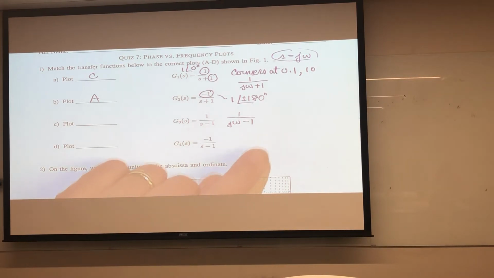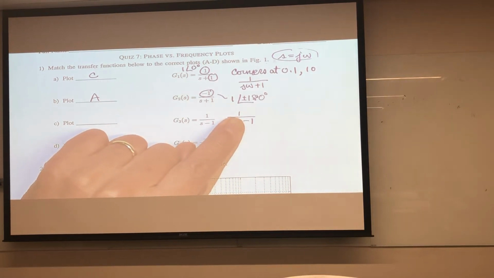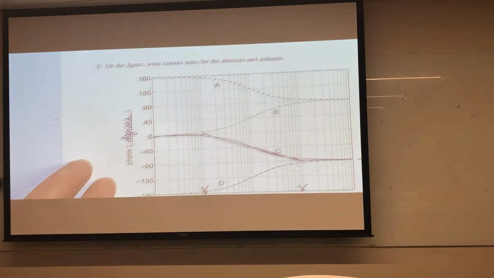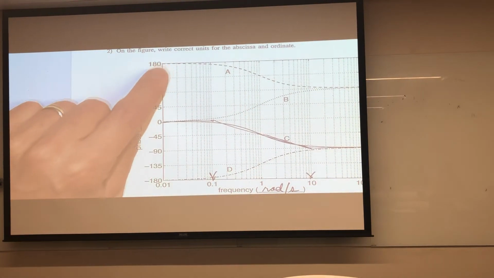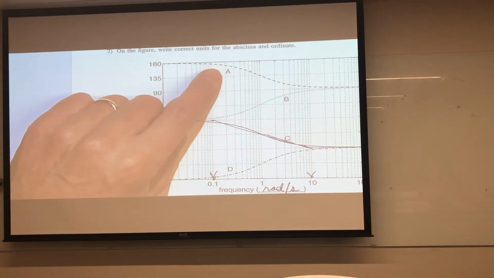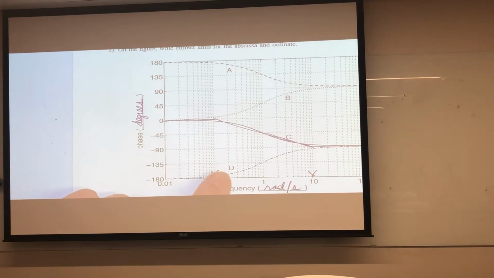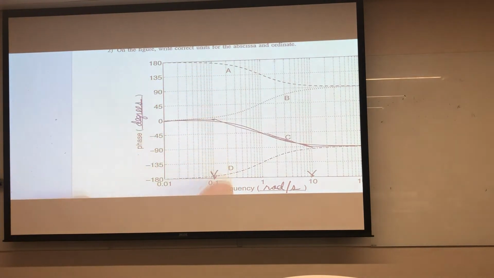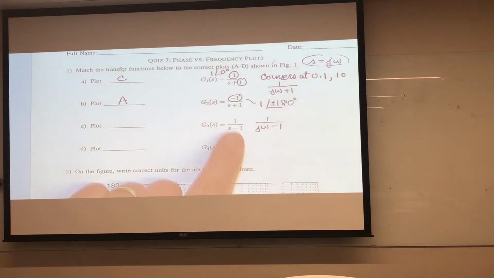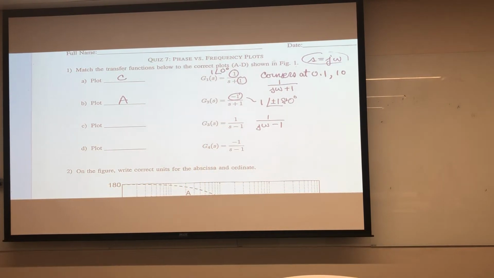When omega is very small, we have the number minus 1. So that's a phase of 180 degrees, or it could be a phase of minus 180 degrees. So it's either this one, a phase of 180 degrees, or this one, minus 180. So the answer is it's either going to be A or it's going to be D. One of these two might be a candidate solution for this function.